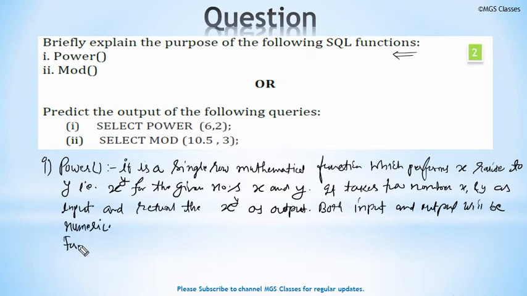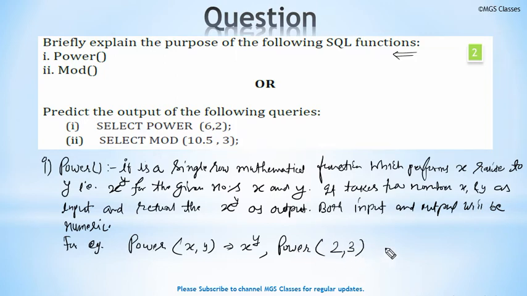For example, you will write POWER of x comma y, or you can write it as x power y, or you can write POWER of 2 comma 3, that will be written as 2 raised to power 3, and that will be 2 into 2 into 2, that will be 8. So this way you can write the answer of the first portion. You will get the 1 mark for that much if you write.